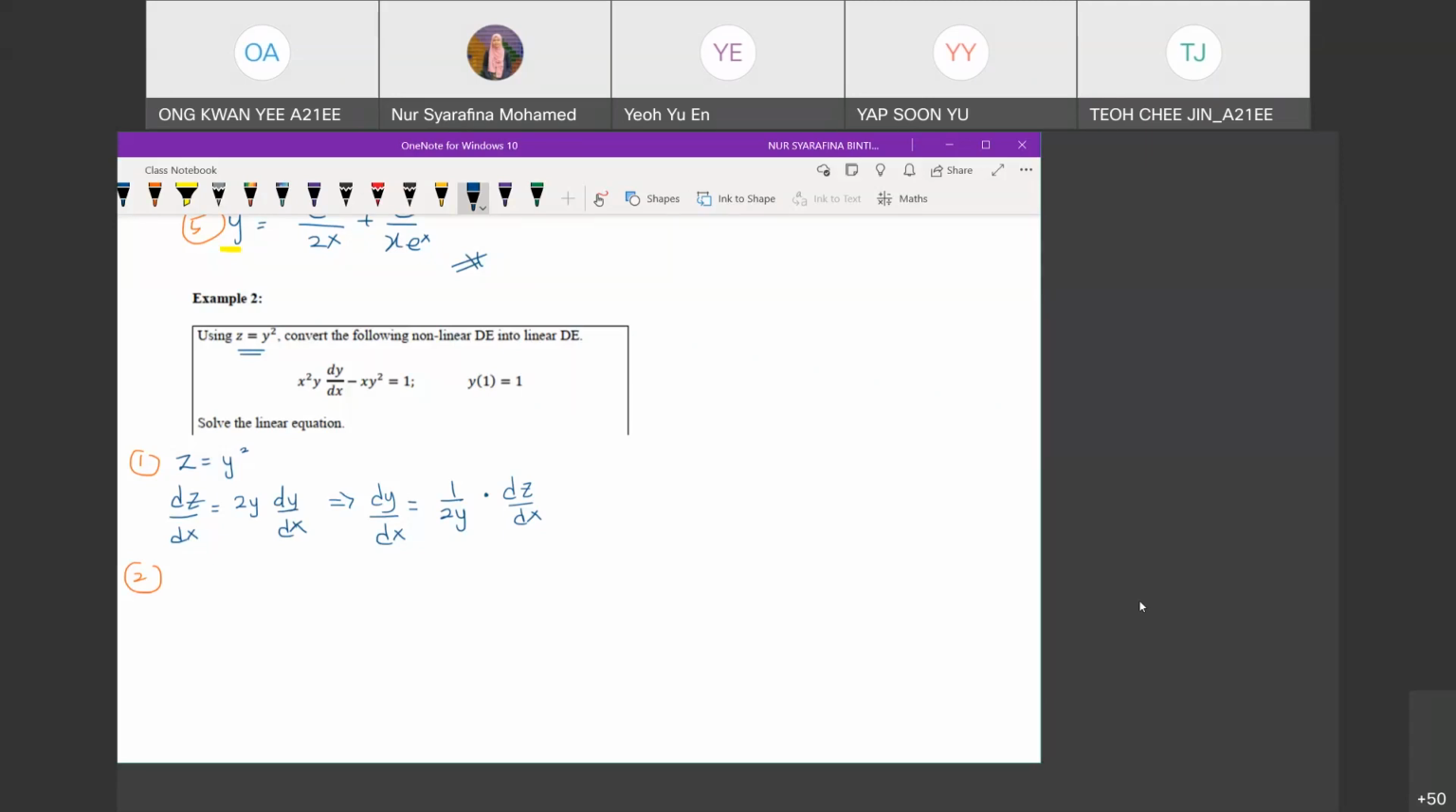Okay, so this one we have y dy/dx. Here we can put the y to the left-hand side: y dy/dx equals 1/2 dz/dx, right? So now x squared y dy/dx is 1/2 dz/dx, minus x y squared, and y squared is z, equals 1.